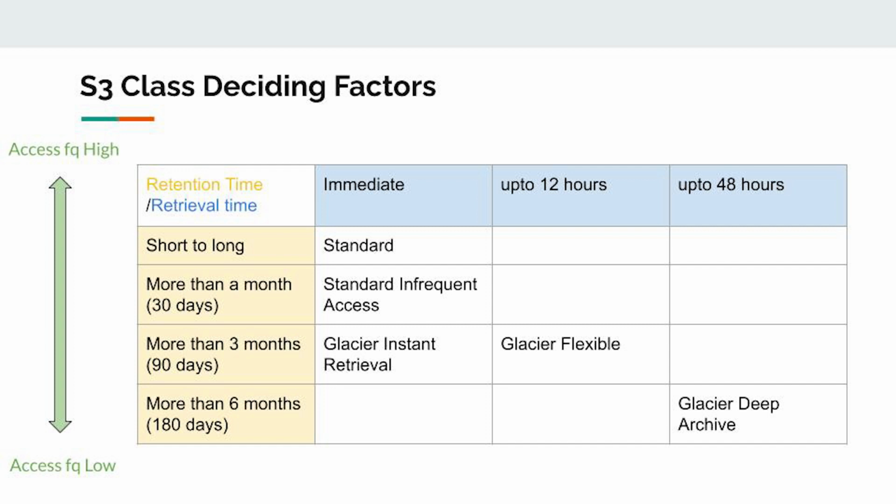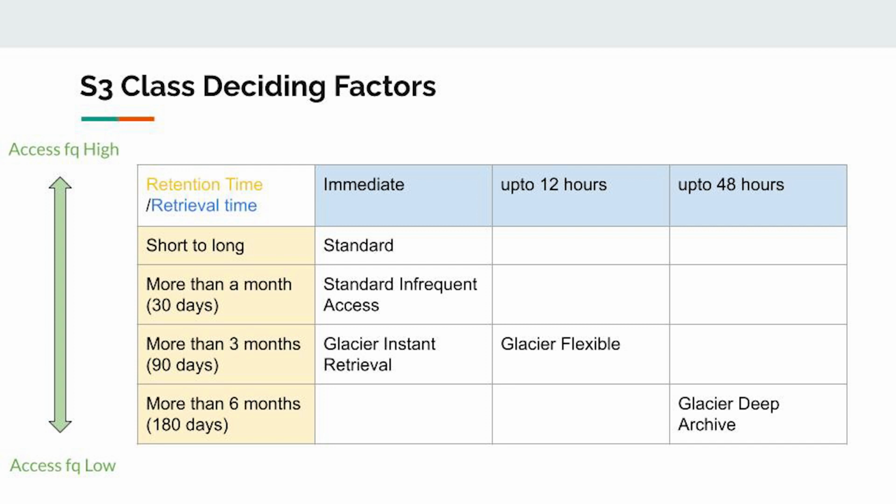When deciding which S3 storage class to choose, consider the following three factors: access frequency, retention time, and retrieval time. They are characteristics of data. Compare them with S3 storage class charges and features. Access frequency is how often you access data. Retention time is how long you are going to store data. And retrieval time is how quickly you want to access data.